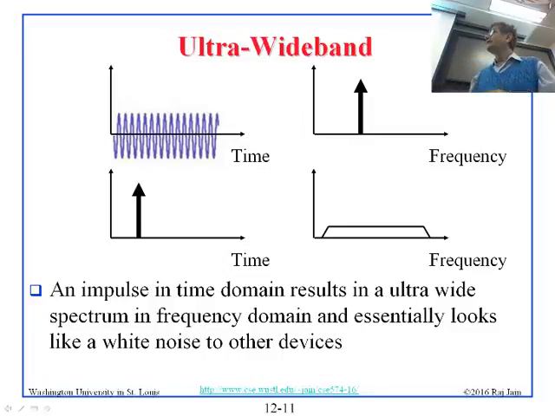Right? Same thing if you do the other way around. These basically are symmetric. If you have an impulse in the time domain, it will be a constant function in the frequency domain. We can call it a unit function. Unit function is the one that starts at zero and remains constant up to infinity. And the impulse in the time domain becomes a constant power in the frequency domain.